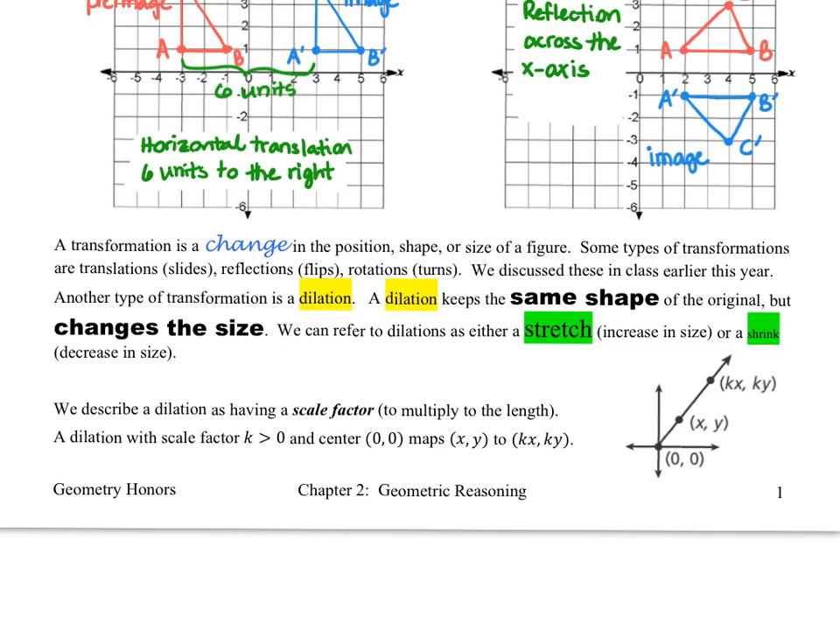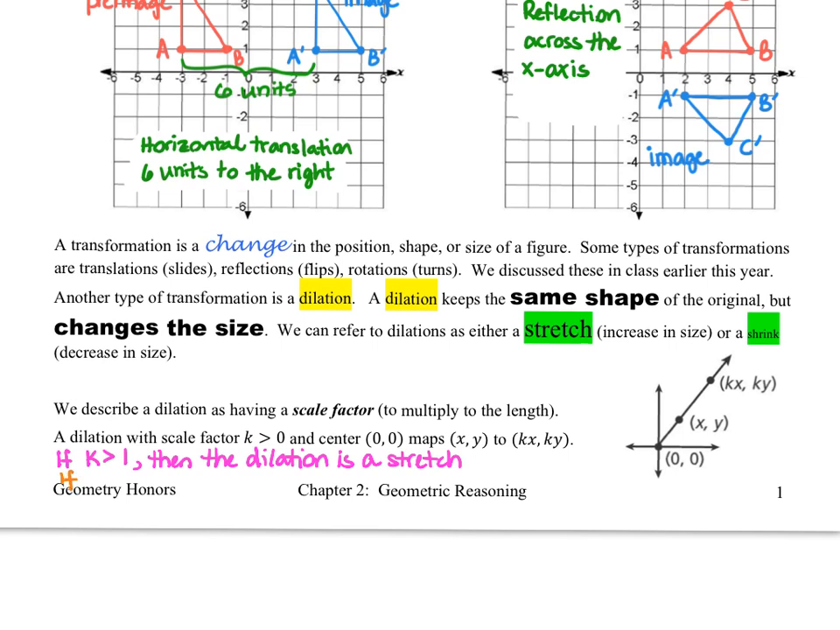Now we're going to be talking about dilations in terms of the scale factor. The scale factor is a number that we would multiply to the length of each of the segments of our object so that we know what the new length is going to be. We know that if we have a scale factor that is greater than 1, then the dilation is what we call a stretch.